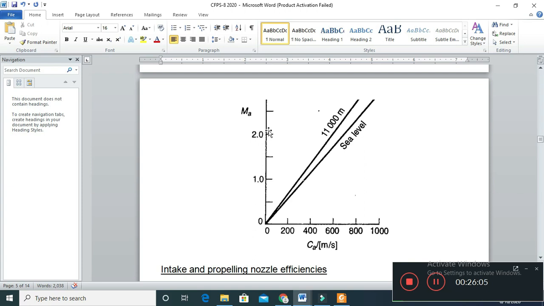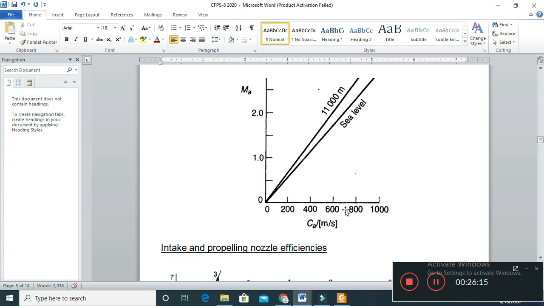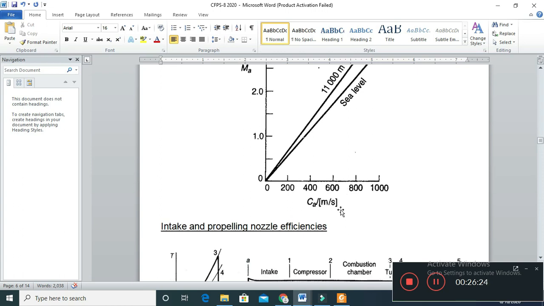The reason is that at higher altitudes the temperature decreases. When temperature decreases, the sonic velocity is decreased. When sonic velocity is decreased and the inlet velocity or velocity of the airplane is the same, then Mach number will increase.